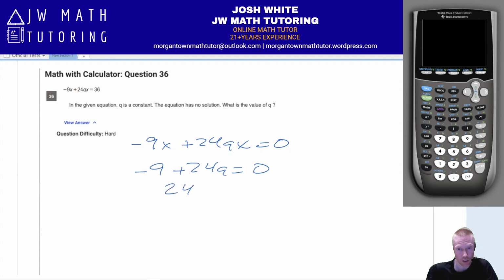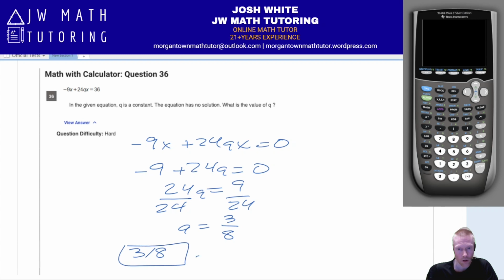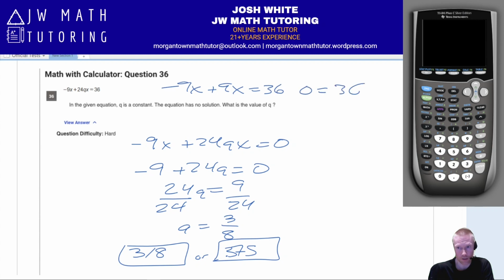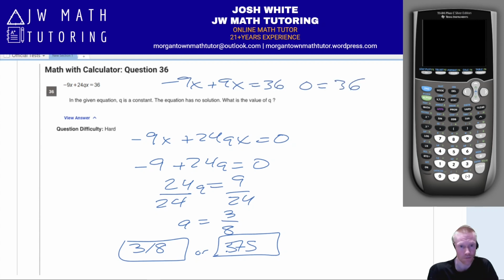If you solve this for q, you get 24q equals 9. Divide by 24. q equals 9 over 24, which reduces to 3 over 8. So you could grid in 3/8, or you could also grid in the decimal equivalent, 0.375. Either of those would be correct. You can check: if you plug in 3/8 up here and multiply by 24, you get negative 9x plus 9x equals 36. 0 equals 36. There's no solution to that equation.